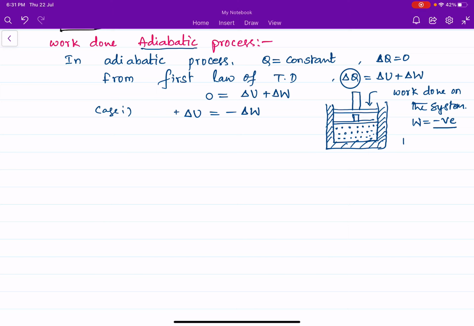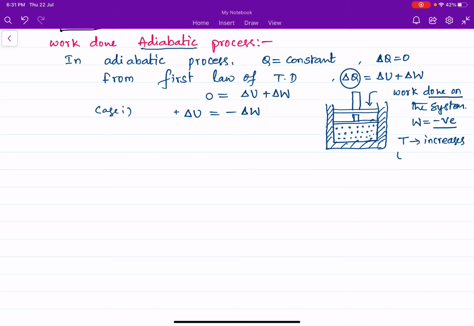Temperature increases when volume is decreasing, because work is being done by the surroundings on the system. Work done on the system by the surroundings is taking place, so this system will undergo compression. In compression, collision rate increases. If collision rate increases, temperature increases.